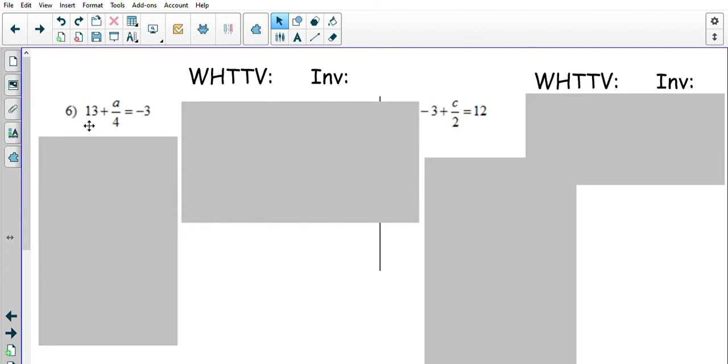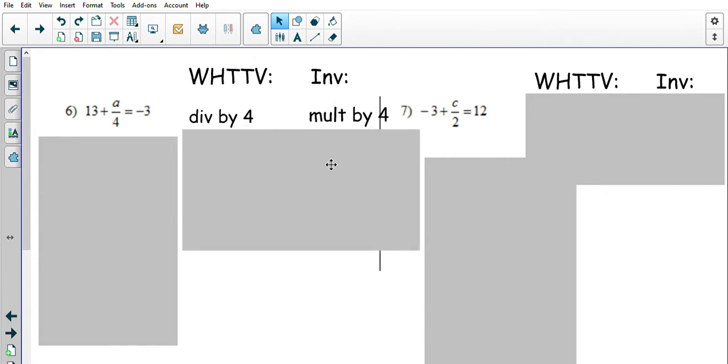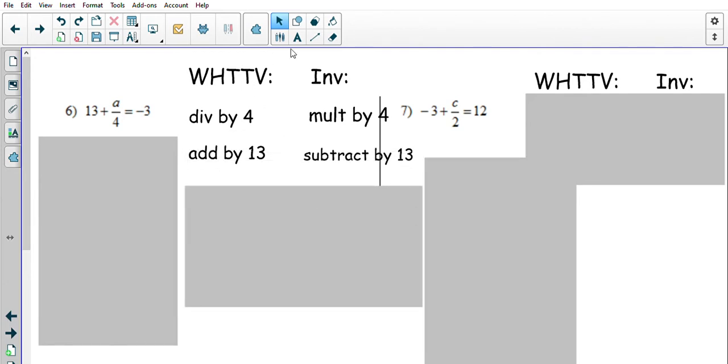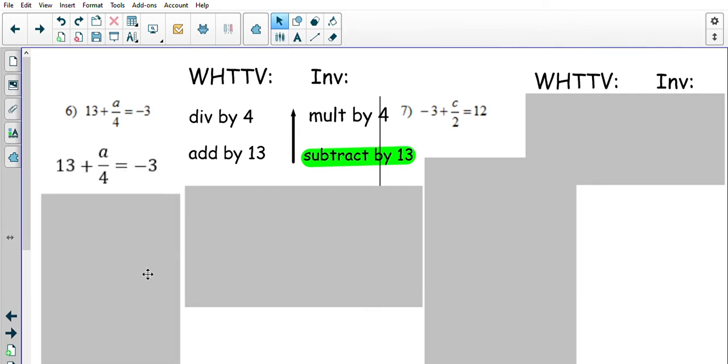So in number 6, the first thing that's happening to the variable is we're dividing by 4. The inverse of that is to multiply by 4. And after that, we're adding 13, and the inverse of that is to subtract 13. Let's work in reverse order here. So the first thing that we're going to do is subtract 13 on both sides. So we'll highlight that in green, and we'll subtract 13 on both sides.